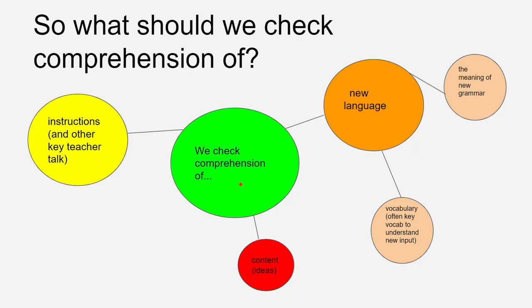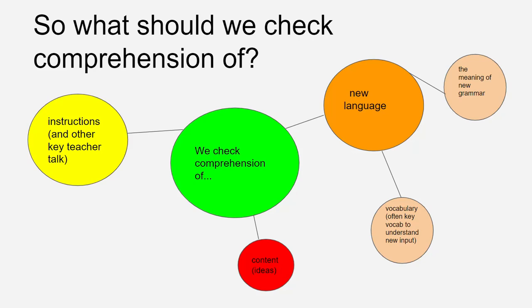And of course, we always check comprehension of instructions. Instructions and other key teacher talk, because if they don't understand exactly what they have to do, then they can't even participate in the lesson. Particularly with novices, you want to be crystal clear in your instructions without overwhelming them with language. You want to give them keyword instructions.